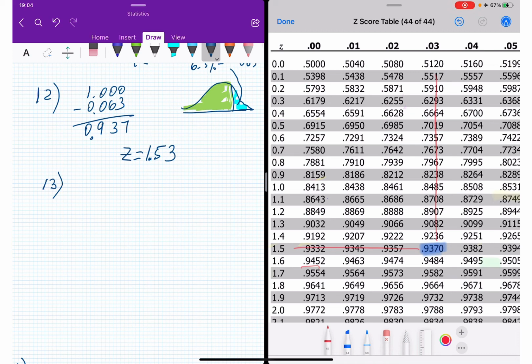Find the z-score for which 70% of the distribution area is between the negative z-score and the positive z-score. Okay. So negative z-score, positive z-score, and 70% area that is between them.